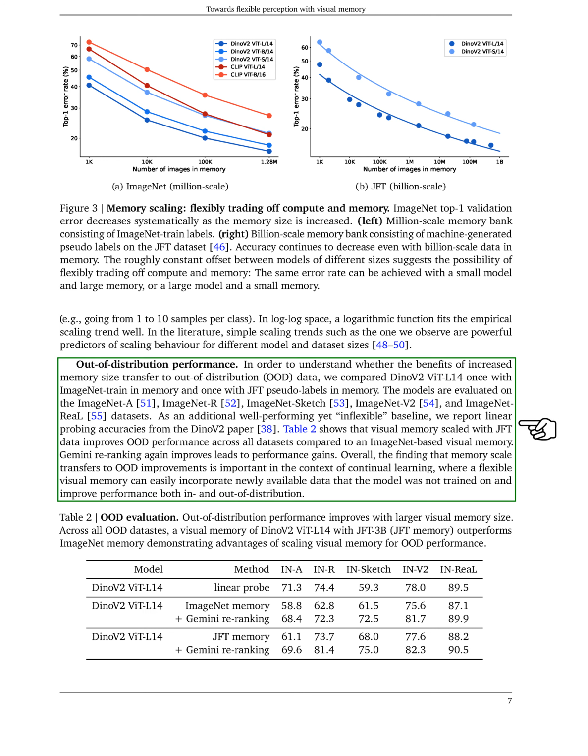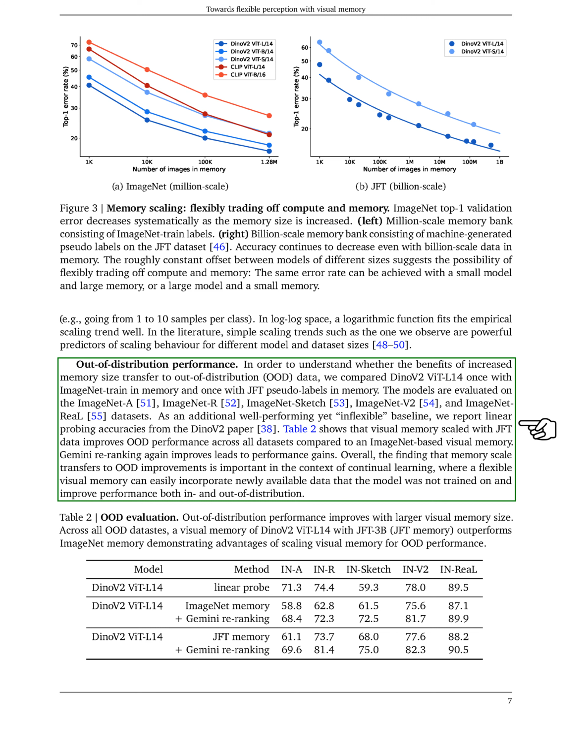To assess whether the benefits of increased memory size extend to out-of-distribution data, we compared the performance of the Dino V2 VIT L14 model with ImageNet training data in memory versus JFT pseudo-labels. We evaluated the models on several datasets, and our results indicate that visual memory scaled with JFT data enhances out-of-distribution performance across all datasets compared to using ImageNet-based memory.